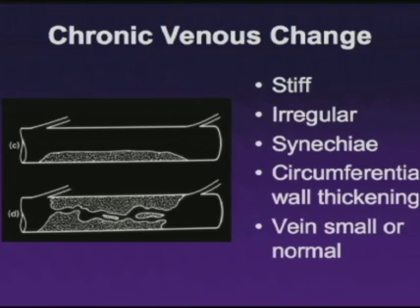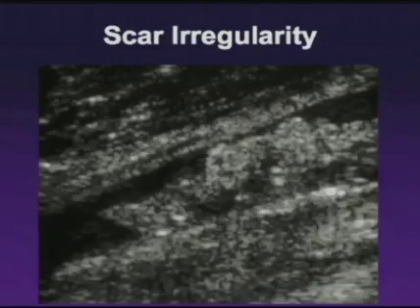You can get those web-like changes as we described before. Again, if recanalization is nearly complete, you may just have a rim of wall thickening. And in terms of size, the vein tends to be normal-sized or small.